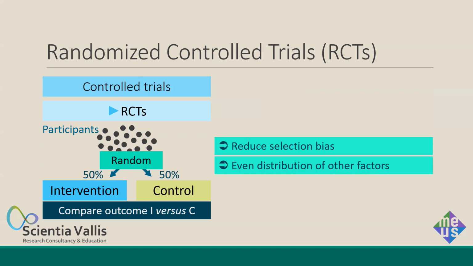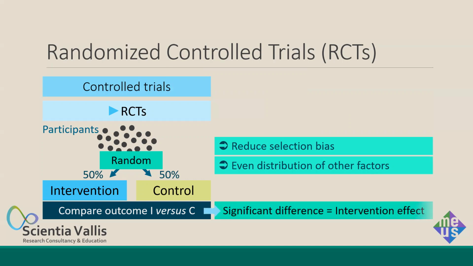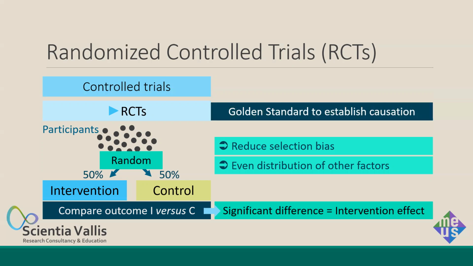Because RCTs are based on the assumption of equal distribution of other factors or confounders between intervention and control groups, any significant difference in the outcome between the two groups is deemed to be the effect of the intervention. For this reason, RCTs are considered the gold standard designed to provide evidence for the causal effect. Nevertheless, the strength of the conclusion varies depending on the quality of the RCT.